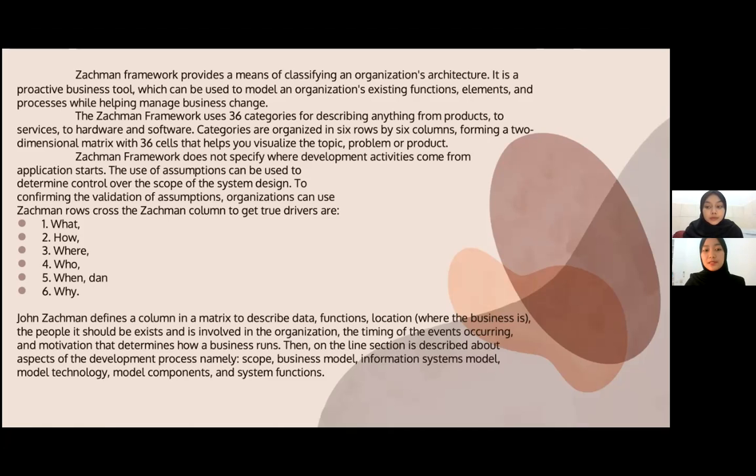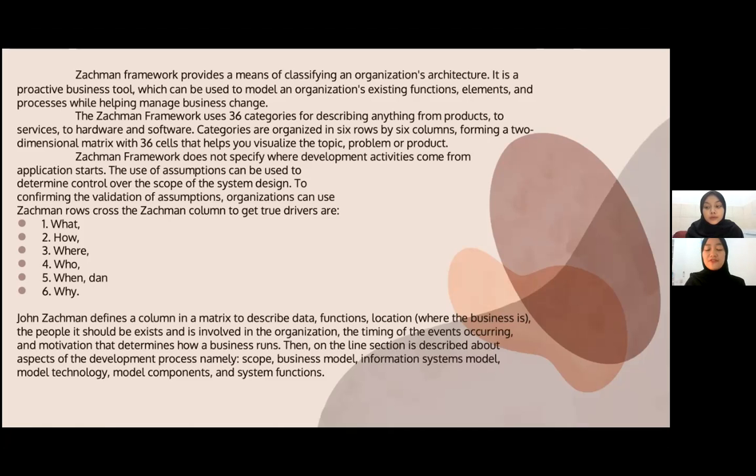Zachman framework does not specify where development activities come from or where an application starts. The use of assumptions can be used to determine control over the scope of the system design. To confirm the validation of assumptions, organizations can use Zachman rows across the Zachman columns to get through the drivers: first what, second how, third where, fourth who, when, and then the last one is why.